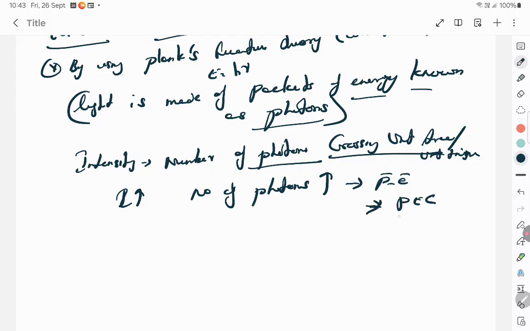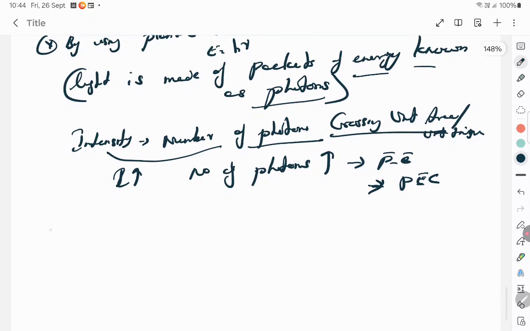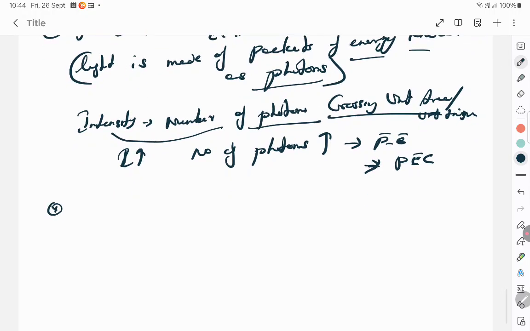With the release of more electrons moving, the photoelectric current will be more. So this explains why there's a linear graph between photoelectric current and intensity. He explains it by definition. The more the intensity, the more the number of photons, the more the photon-electron interaction, and hence the photoelectric current increases linearly, and that explains the first point.